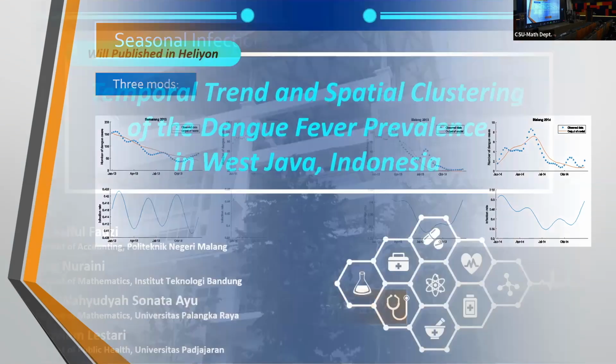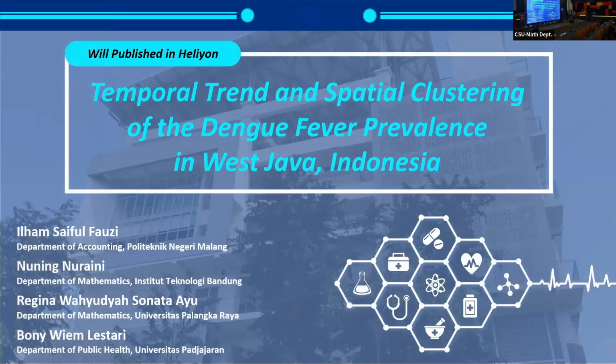And I think this is the last part. Temporal trend and spatial clustering of dengue fever prevalence in West Java. We use 27 districts and cities, and it will be published in Heliyon, I hope this year.